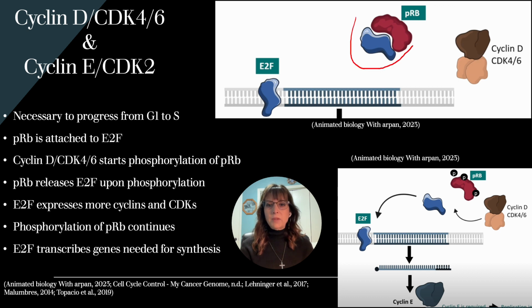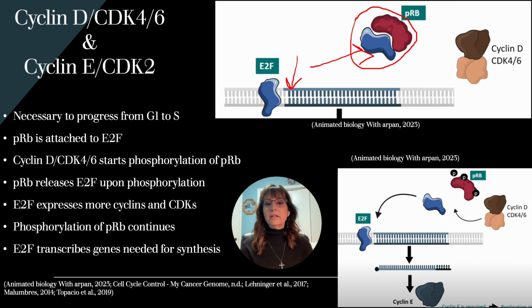So right here in this picture, there's this complex of two molecules. The blue is called E2F. It must be able to bind to DNA to transcribe a set of genes that is required to start synthesis. Remember what comes after G1, synthesis. Well, this pRB protein is the retinoblastoma protein. It is usually attached to the E2F. So in order for E2F to break free and go do its job, the pRB needs to be released.